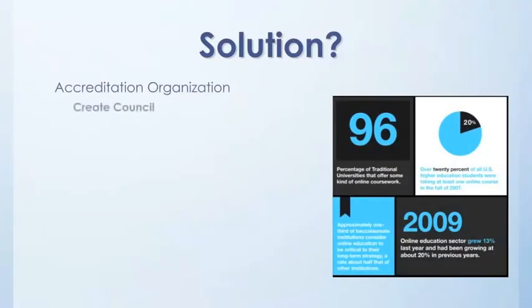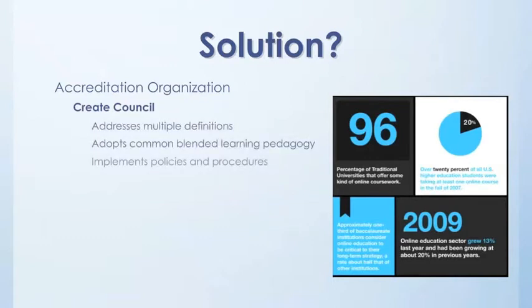Accreditation organizations must implement specific criteria for all universities in their region to meet as a standard within the accreditation or reaccreditation process. The accrediting organizations will create a council that will assess the current trends within the blended learning pedagogy, which will find a common definition for blended instruction along with guidelines. The accrediting organizations will work with the universities to meet these new standards.